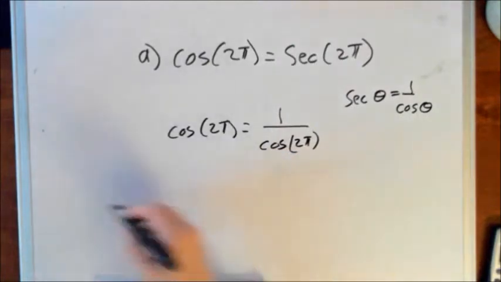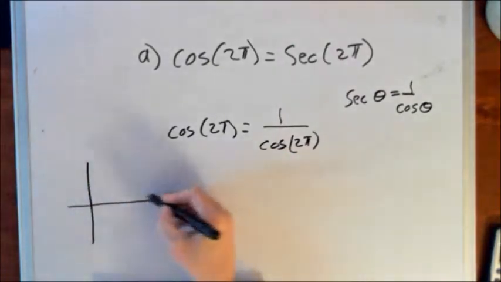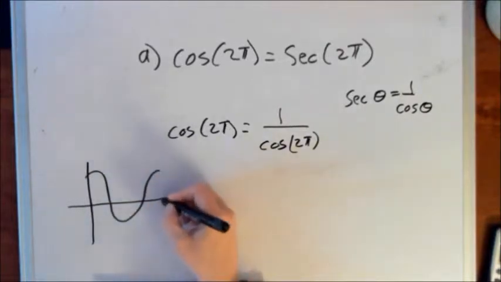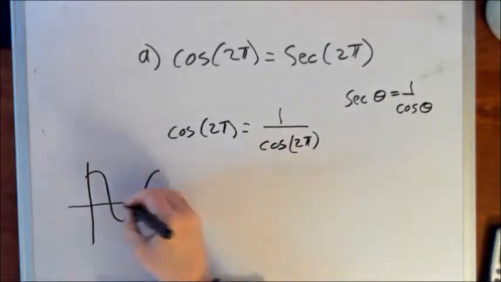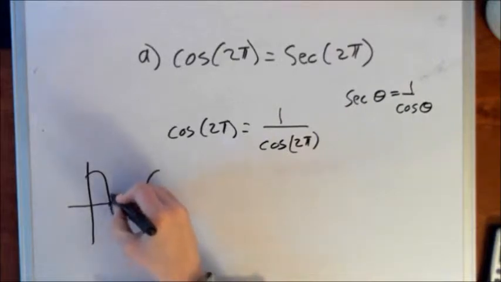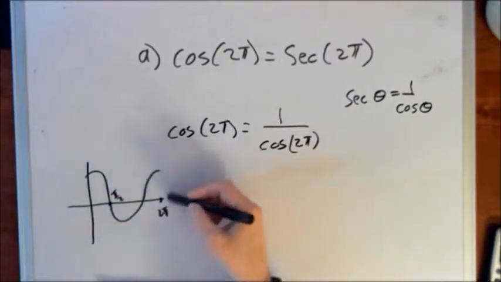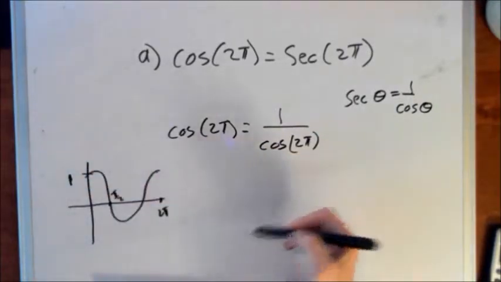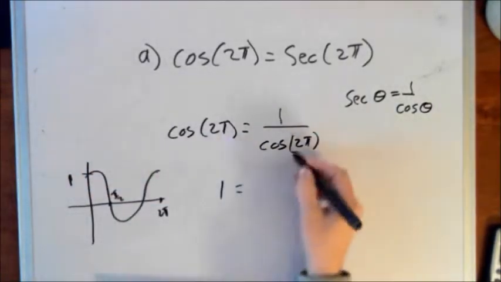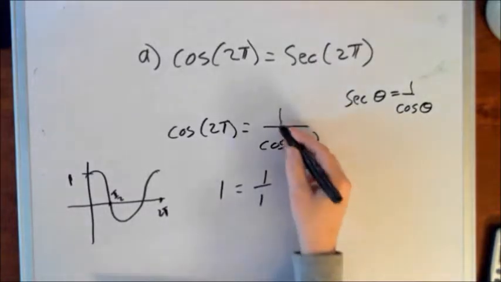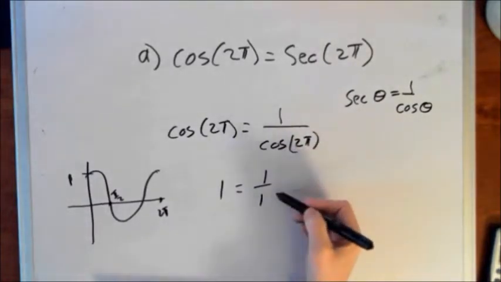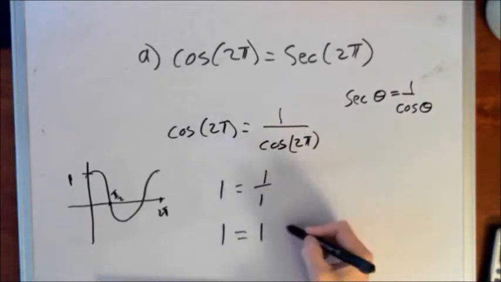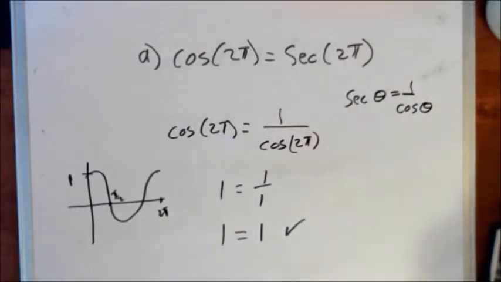So cosine 2 pi, again, just knowing that cosine goes like this. 2 pi is out here. It crosses at half pi. Just knowing that at 2 pi my cosine is equal to 1. So cosine 2 pi is equal to 1. 1 over cosine 2 pi is equal to 1. So 1 is equal to 1. So we know that one is correct.